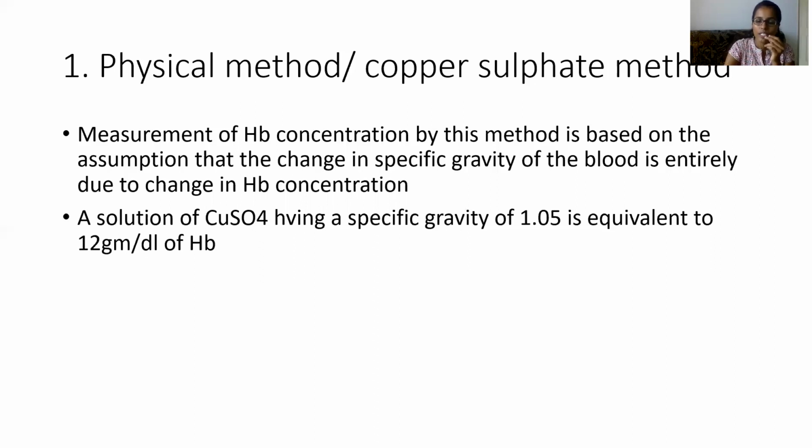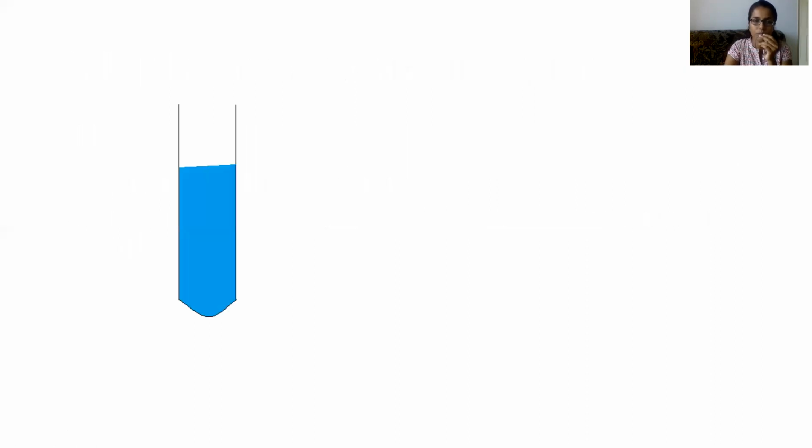So for this test to be carried out, here we are using copper sulfate as a reaction medium having a specific gravity of 1.05, which is equivalent to normal hemoglobin concentration, that is 12 gram per deciliter of hemoglobin. So now take copper sulfate in a test tube, that is, fill a test tube two-thirds with copper sulfate solution having a specific gravity of 1.05. Now add a drop of blood to it.